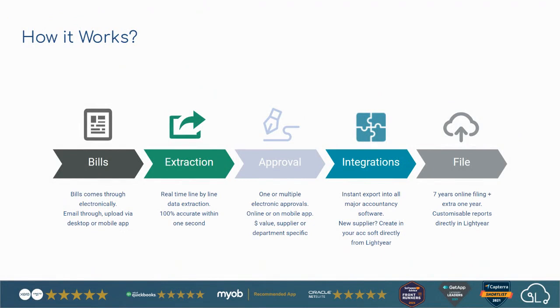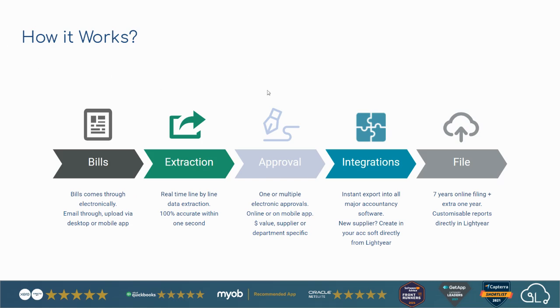Just a brief introduction to what Lightyear is, why your organisation might have implemented it, and a high-level overview of what's going on in Lightyear for you before you jump into approvals. So Lightyear is an AP automation software to automate the data extraction and approval process for all accounts payable bills. We do also have purchase order functionality as well. So your organisation may or may not have enabled that in the accounts you've got access to.